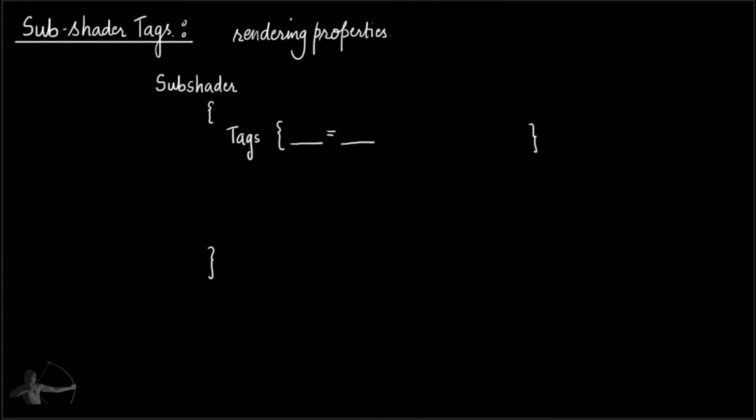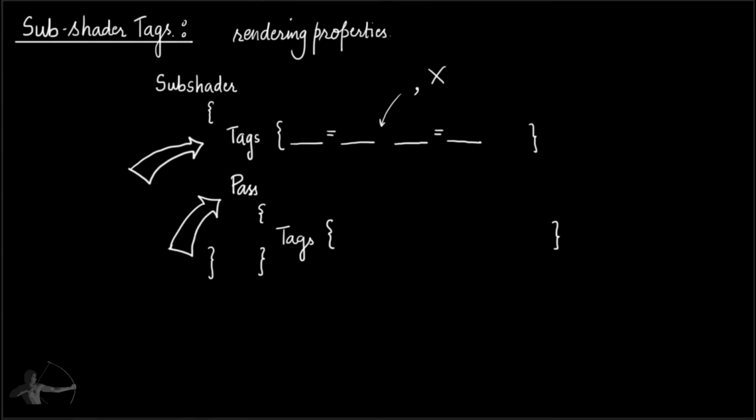And if we have to use multiple tags, we can continue that without using a comma. So there is no comma in between. If the tags are written inside the subshader section, they are known as subshader tags. And if they are written inside the pass section, they are called pass tags. So these are subshader tags. These are pass tags.